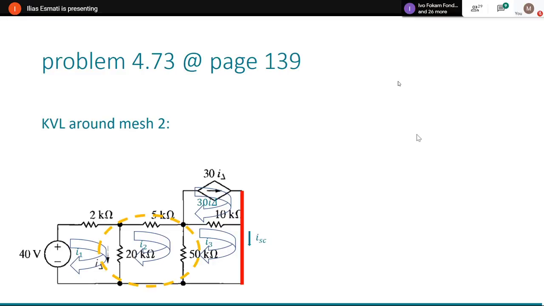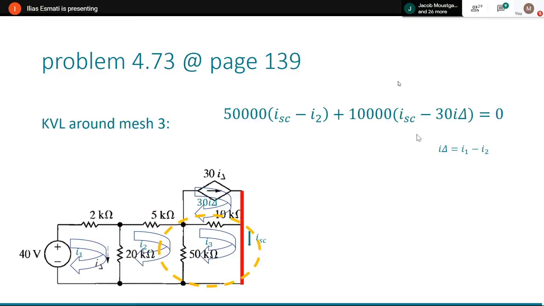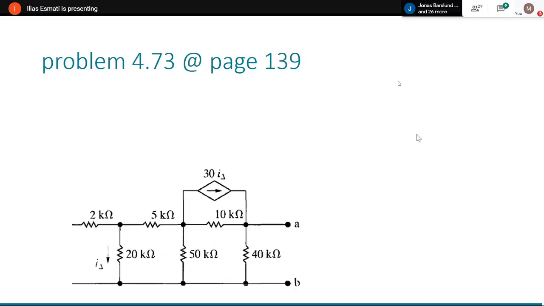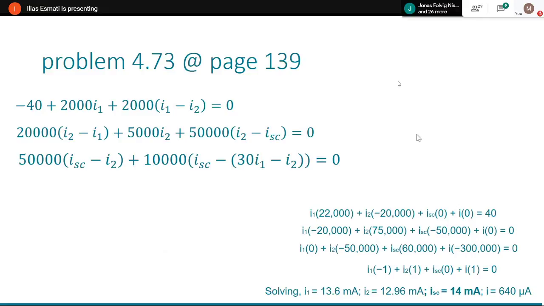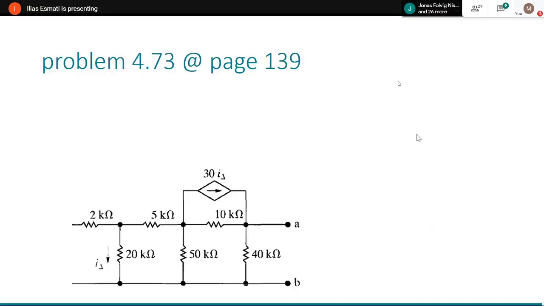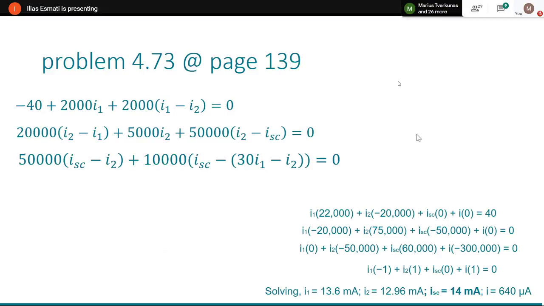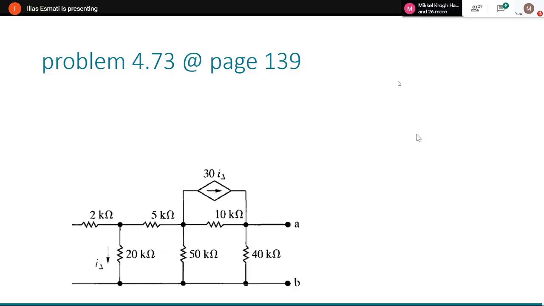KVL around mesh 2. Again, we have to do the same dance, but I am not doing it. You have to do the dance yourself now. And the same thing we can do for I3, and the same thing for the rest. So I can now give you the overview of all this. We now have 3 equations with 3 unknowns. I can solve to find what the current is, using the techniques that we have learned so far.